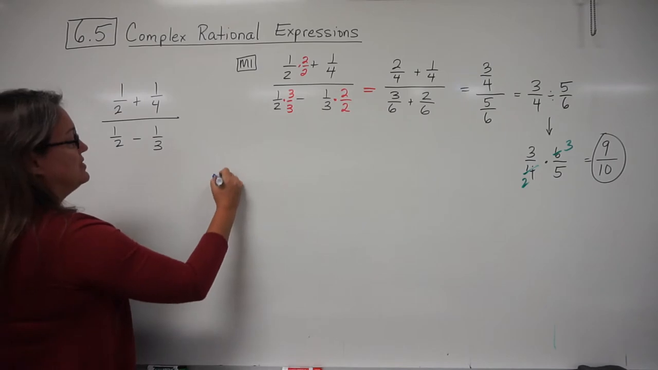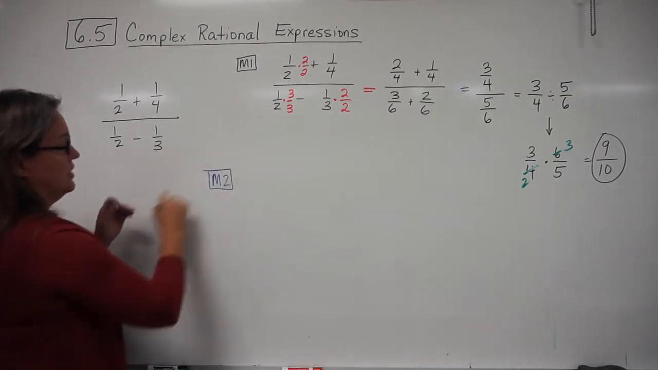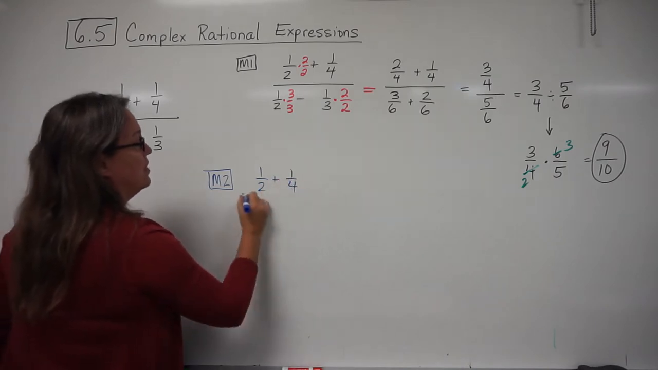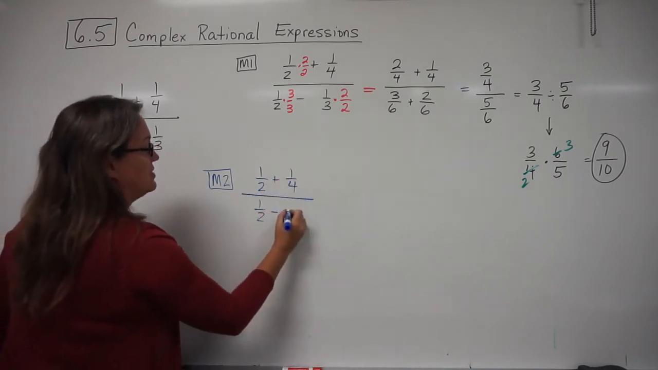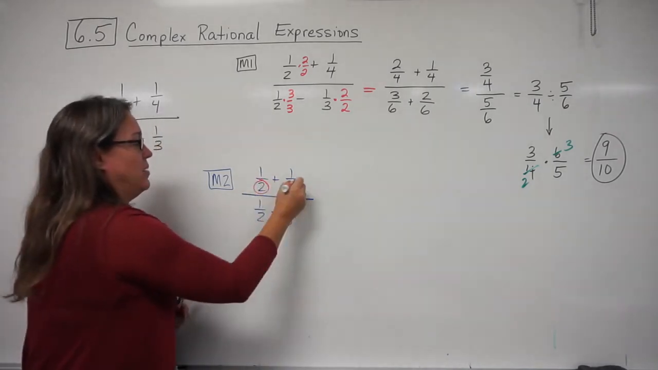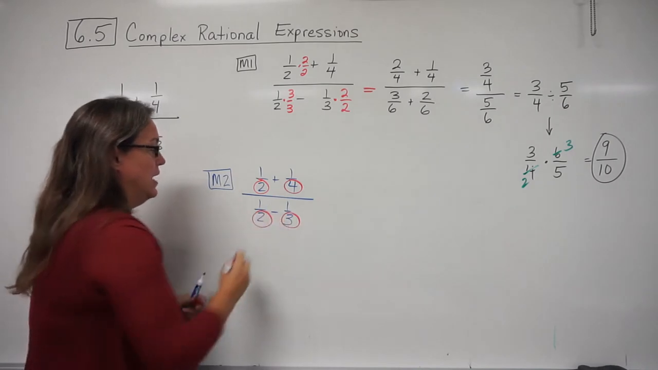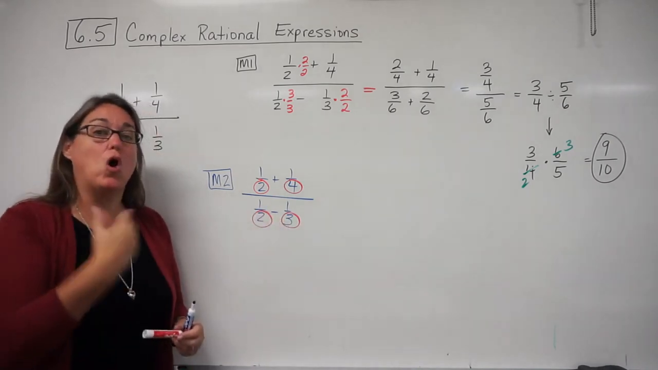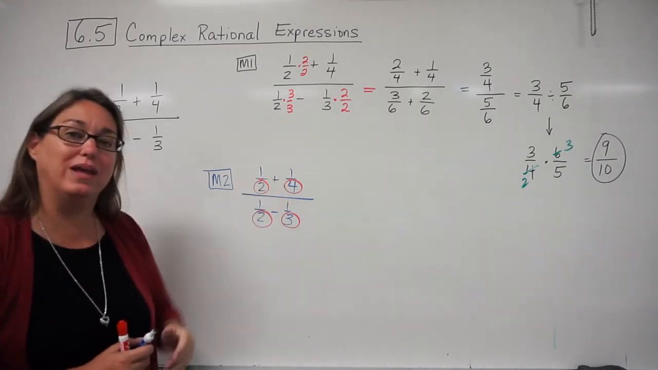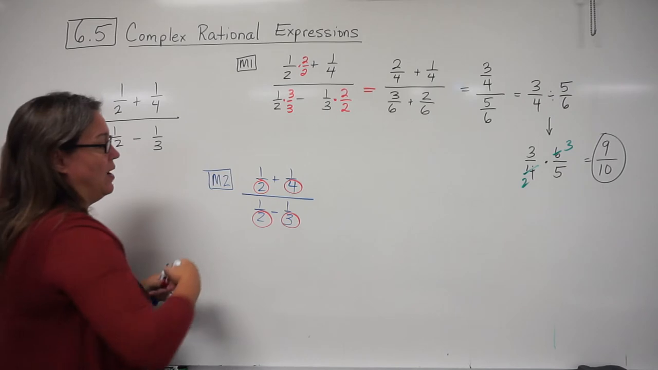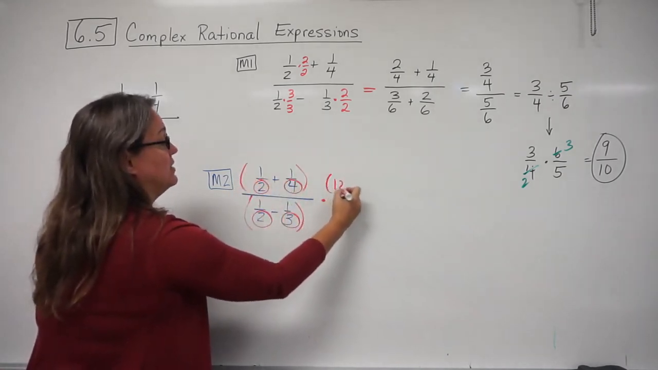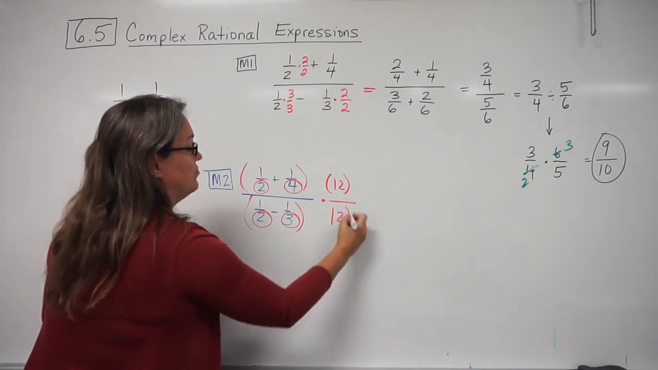Using method 2 instead, which I think is a little easier here, we have a half plus a fourth over a half minus a third. And what you do is you look at every single denominator and you say, what's the LCD for all of that? Well, 2 and 4 and 3 all go into 12. So I'm going to multiply the top and the bottom of this big fraction by a 12.